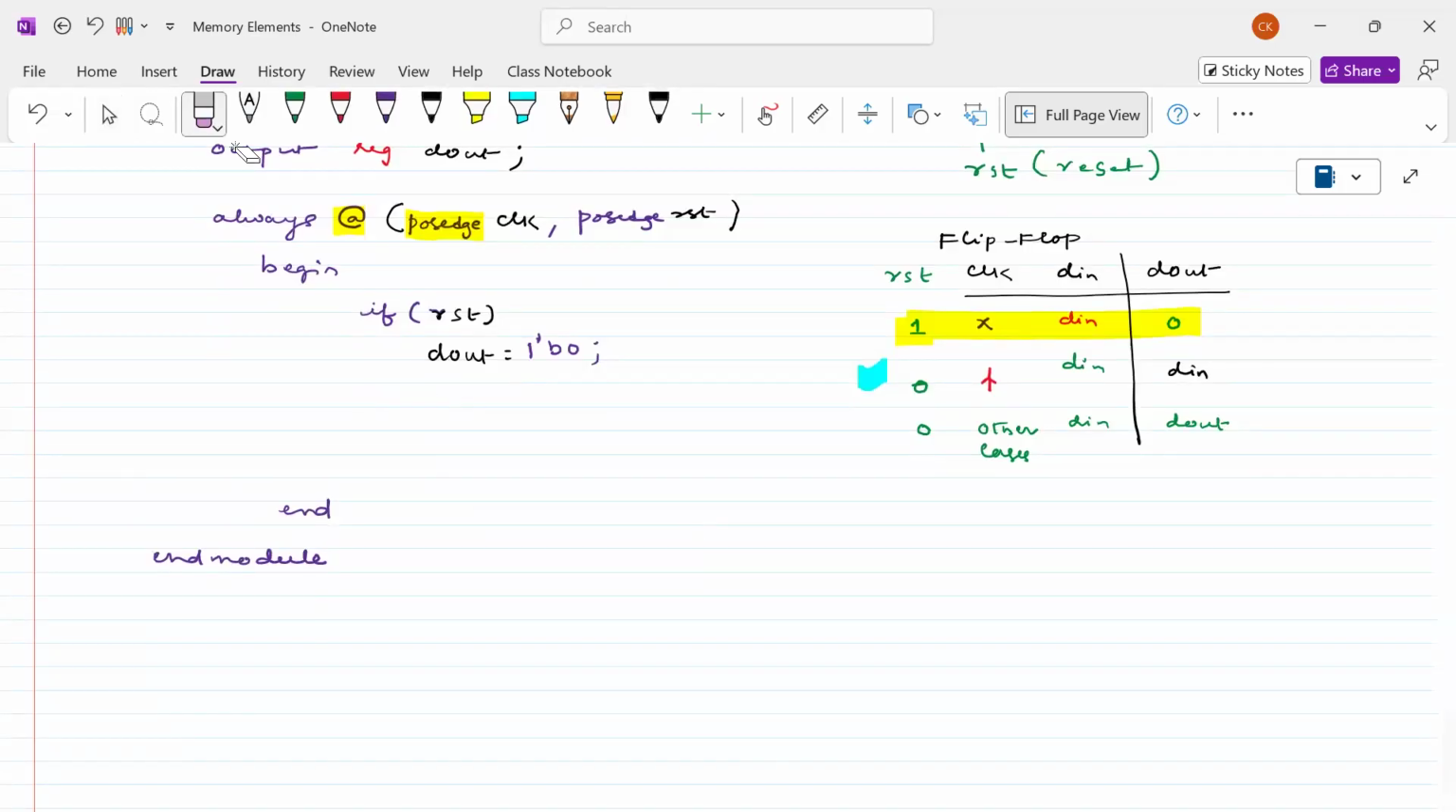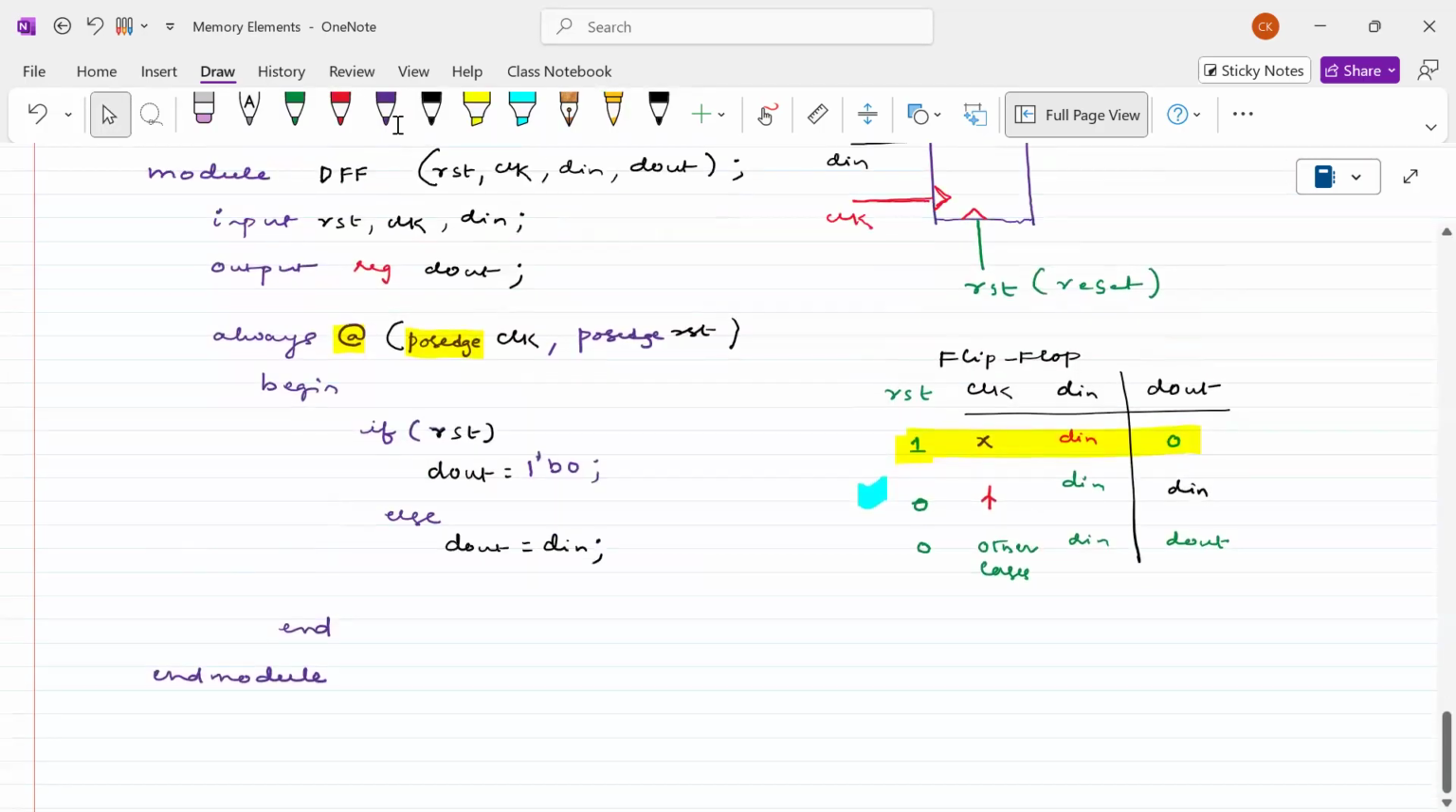Else, D out is equal to DAN. You should not write else if clock is equal to something. You should not write like that, because the positive edge of the clock is already there. Only then do you enter into this block.